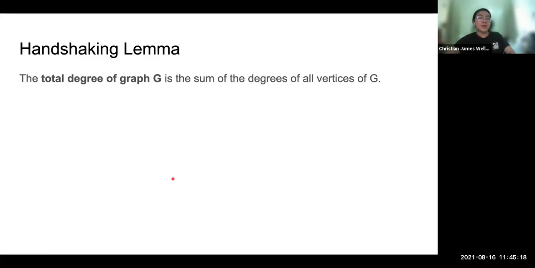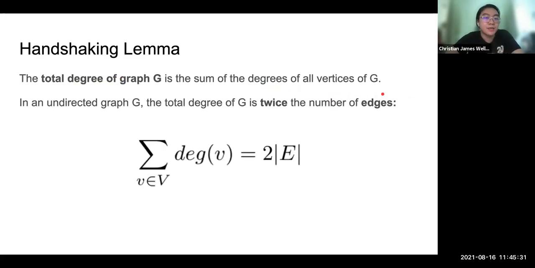Now, this brings us to the topic of handshaking lemma. Handshaking lemma is this cute little lemma where, let's say we define total degree of a graph G as the sum of degree of all vertices in G. Okay, this lemma says that in undirected graph G, total degree of G is twice the number of edges. Okay, twice the number of edges.